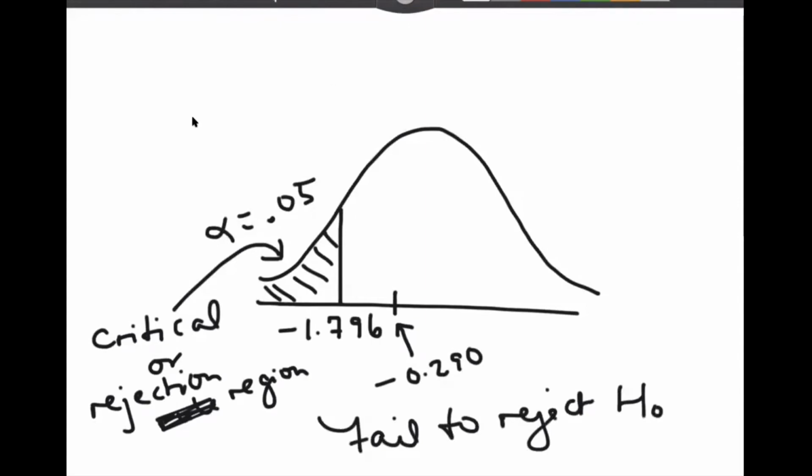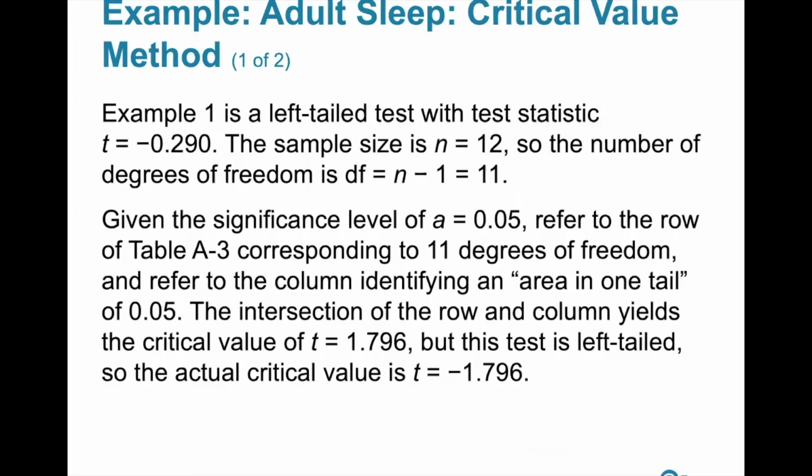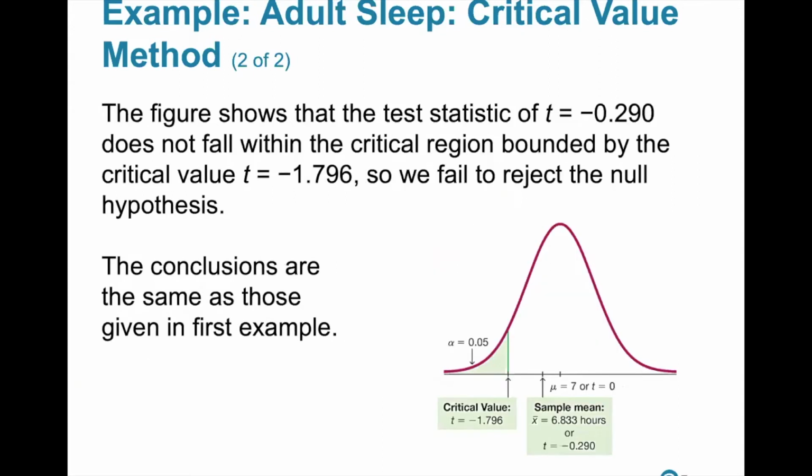Okay, so switching back to the PowerPoint. Here we go. All right, so you just saw everything that it says on here. And there's their picture. The figure shows that the test statistic of t equals negative 0.290 does not fall within the critical region bounded by the critical value t equals negative 1.796. So again, that would be fail to reject the null hypothesis. Same conclusion as what we got before.